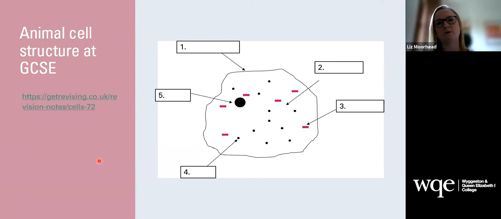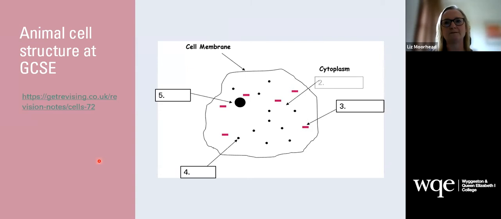If we look at number 1, it's the structure surrounding the outside of the cell. So it is, of course, the cell membrane, which controls what enters and leaves the cell. 2 is pointing at the liquid that bathes all of the other subcellular structures or organelles, and that's the cytoplasm, which you'll have been told at GCSE is where all of the chemical reactions take place.